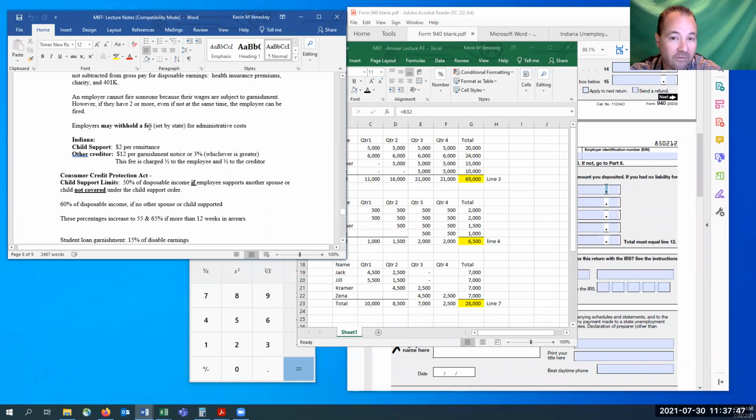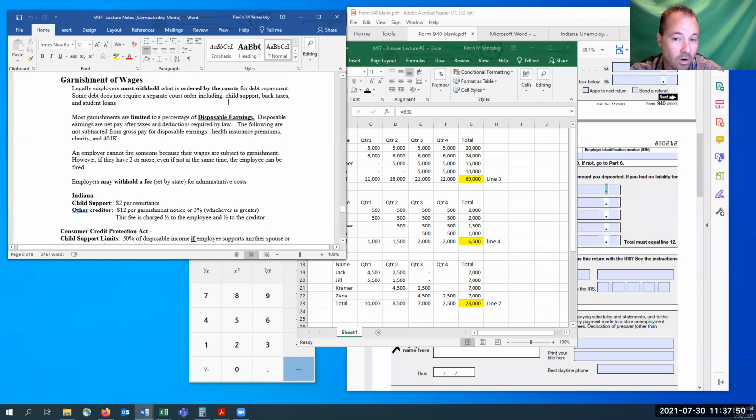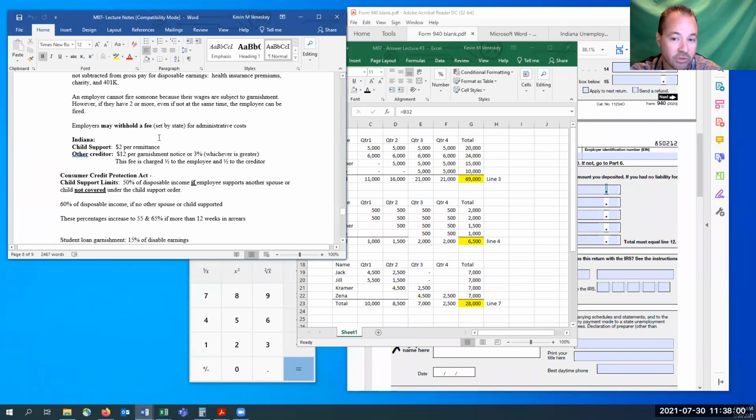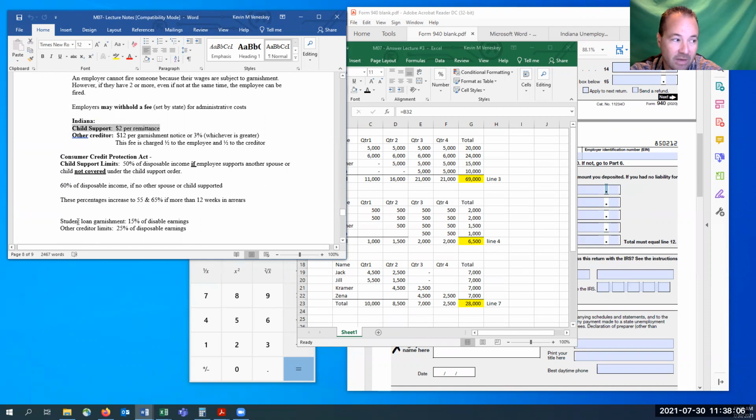Employers can withhold a fee because they're doing extra work on your behalf because you can't pay your own bills for whatever reason. So they're having to pay it for you, and rightfully so. That's extra work. They should be able to charge a fee, and they can and probably do, depending on the company. Notice here, every time you have child support taken out, they can take an extra $2 to make sure that money is routed directly to the court. And then any other creditors might take a little bit more time and more work. It's going to be different for every person. They can take up to $12, or the greater of $12 or 3% of whatever is paid out.